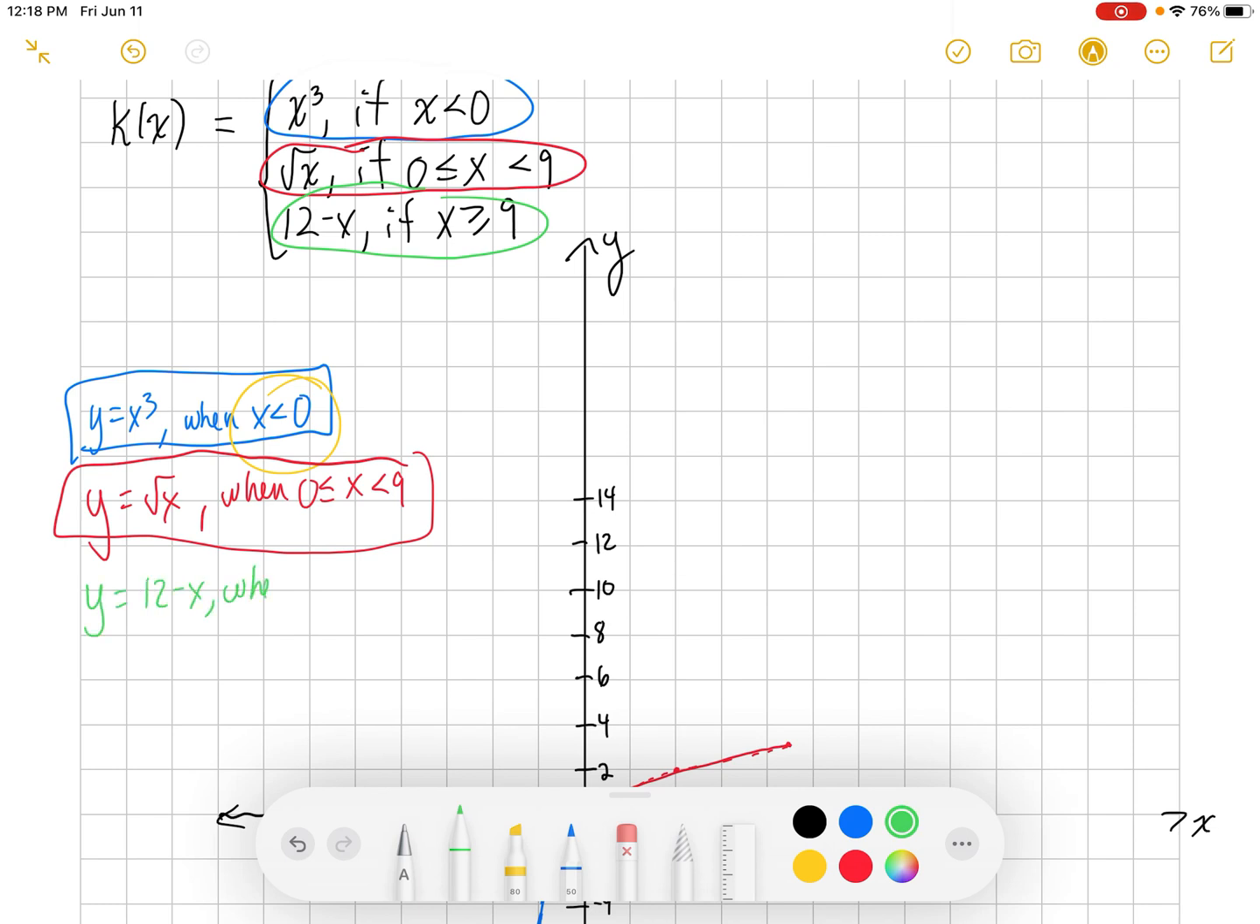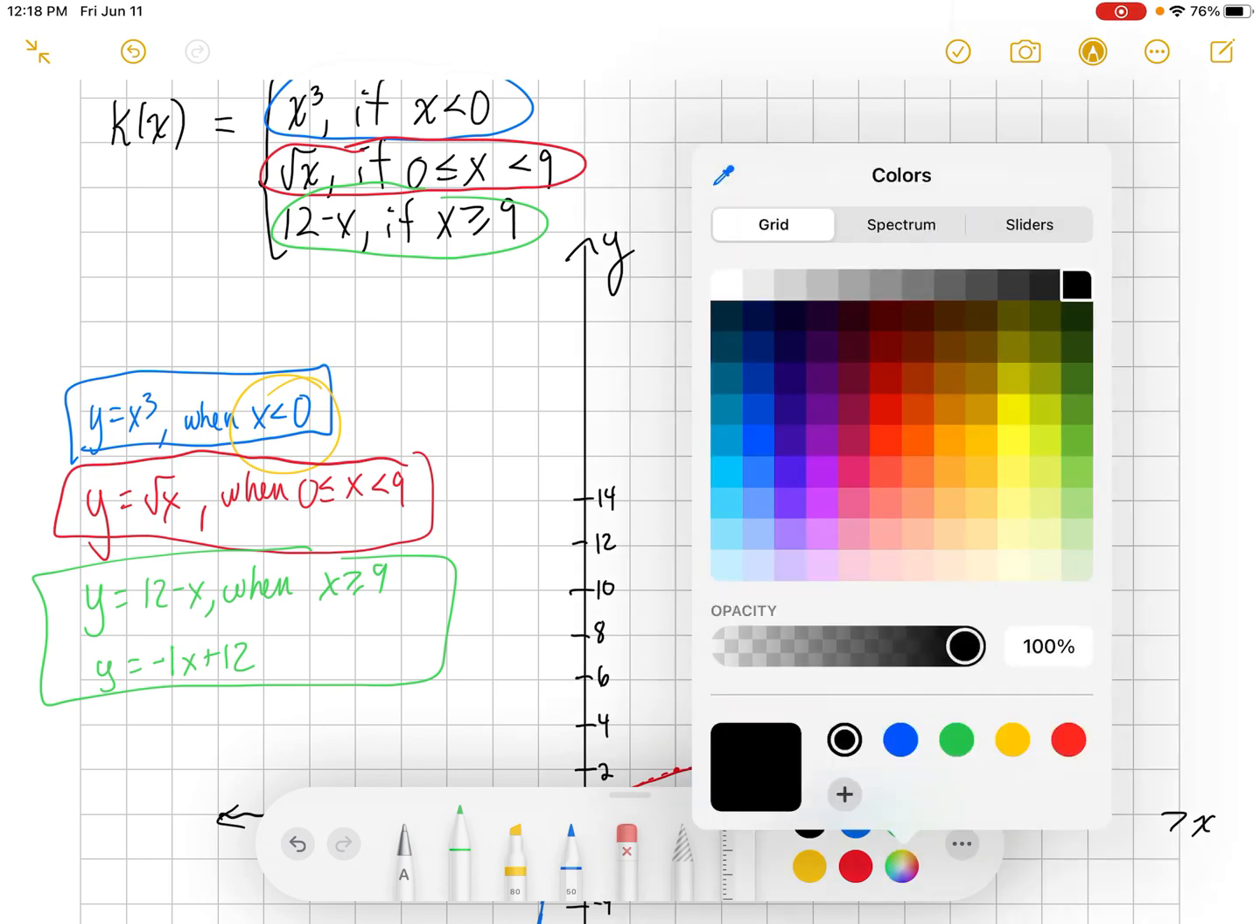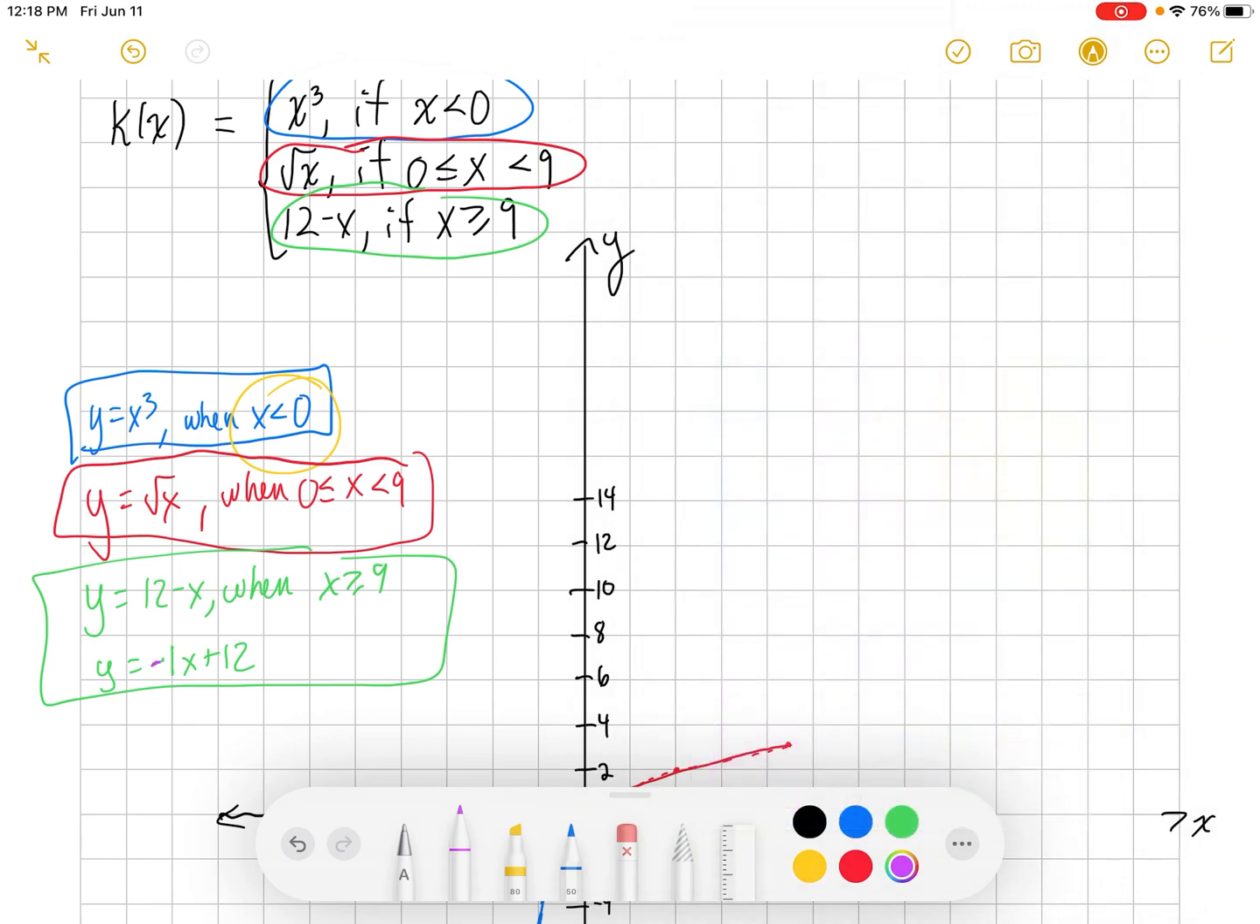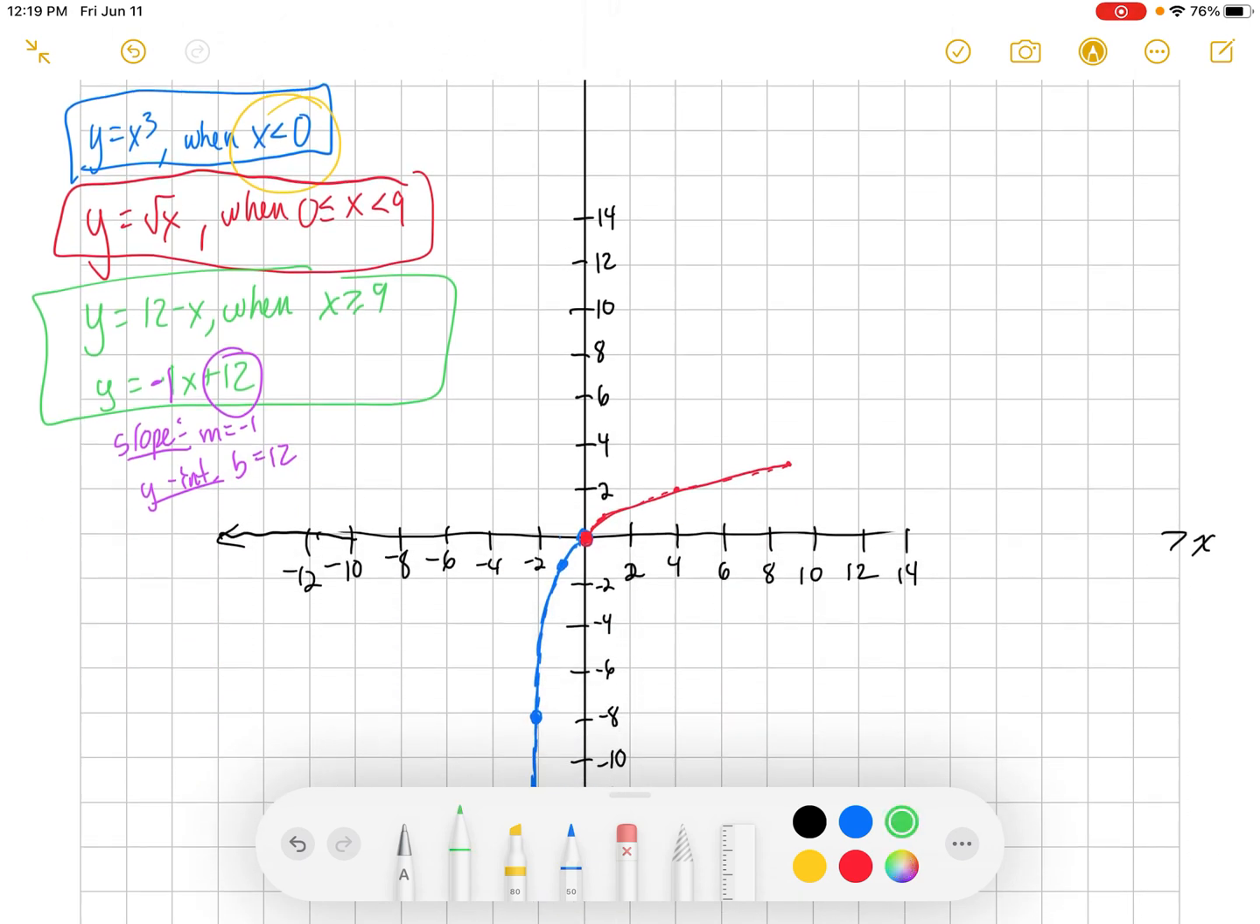Finally, we want to do this green piece. Y equals 12 minus x when x is greater than or equal to 9. So if I rewrite this, this is going to be y equals minus 1x plus 12, right? 12 minus x is the same thing as minus 1x plus 12. Minus 1 is the slope, so the slope is minus 1, and the y-intercept, b, is positive 12.